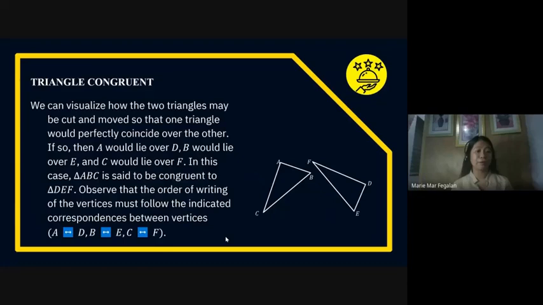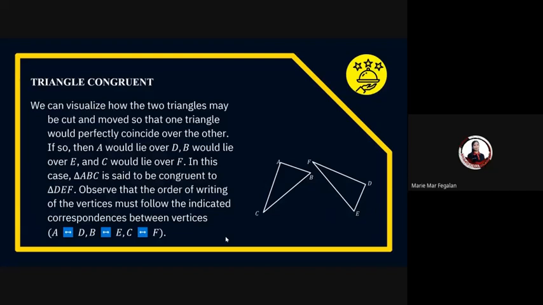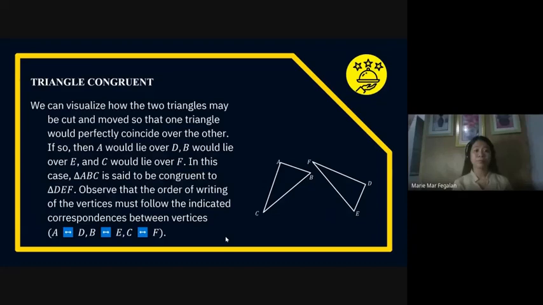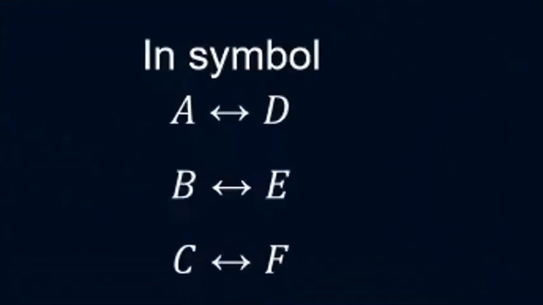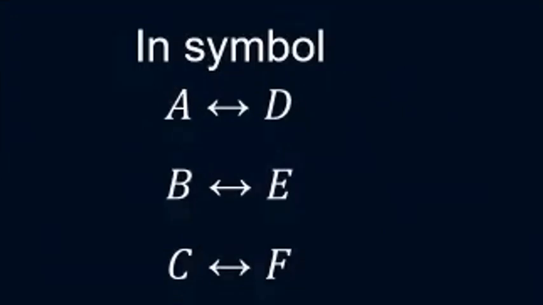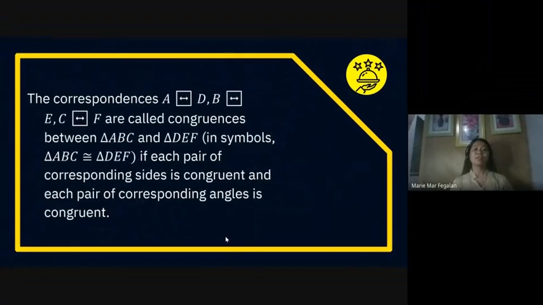Observe that the order of writing the vertices must follow the indicated correspondence between vertices. So we have A corresponds to D, B corresponds to E, and C corresponds to F. In a given figure, we can follow the correspondence between the vertices of the two triangles. The correspondence A to D, B to E, and C to F is called the congruence between triangle ABC and triangle DEF. In symbols, we write triangle ABC congruent to triangle DEF.